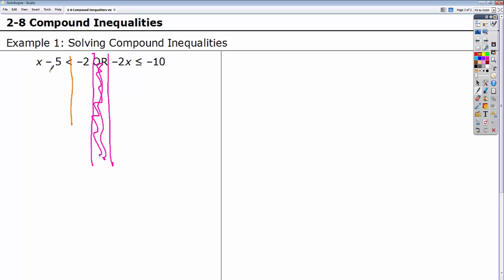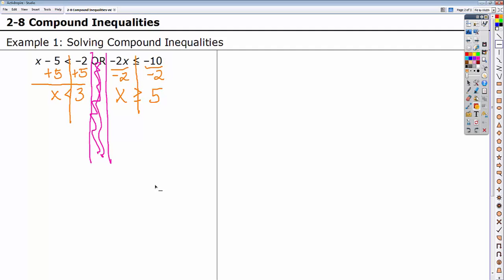Alright, so I need to get my numbers away from x, so I'm going to add 5 here. That gives me x is less than 3. And over here we're going to draw our line, divide by -2. Alright, so this is unavoidable. We have to remember that when we divide by a negative, we're going to have to flip that sign over. So it's actually going to be greater than or equal to. And that'll be x is greater than or equal to +5. Less than 3 or greater than or equal to 5.